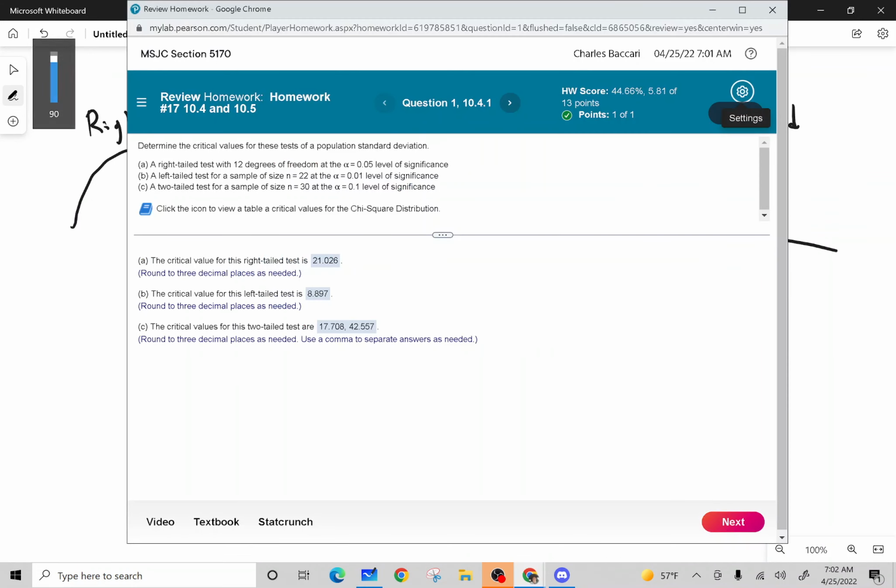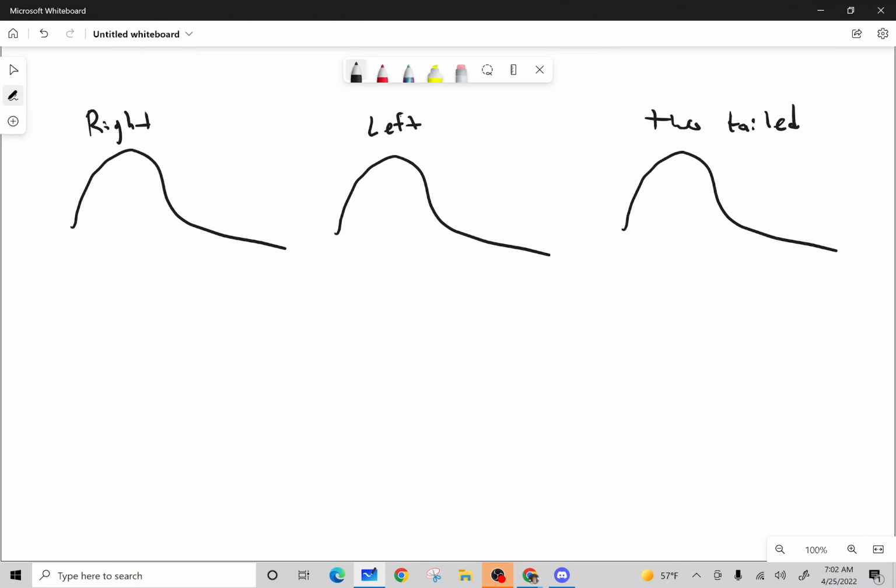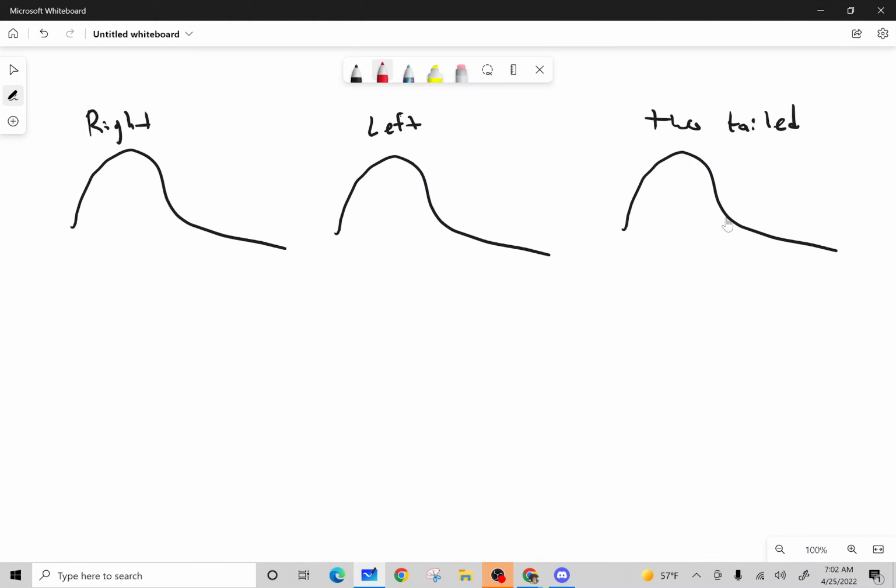Okay, so to work on the first problem from homework 10.4 and 5, it says a right-tailed test with 12 degrees of freedom. You have to consider a couple things first. So let's look at what right-tailed, left-tailed, and two-tailed means first, and then that might help make sense of it.